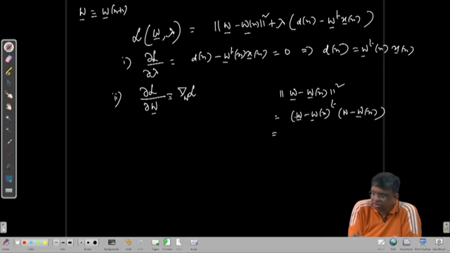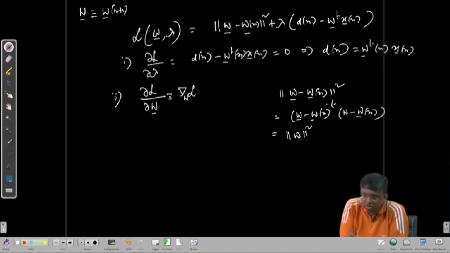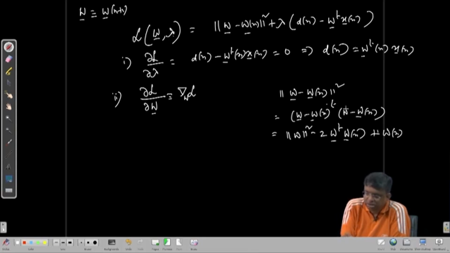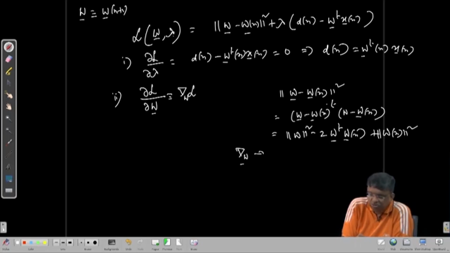Now, you write in an expanded form W transpose W minus W n transpose W, and of course, we are taking all real, I forgot to mention. Okay. So, W n transpose W and W transpose W n both are same, and W n transpose W n, so norm square. So, if I have to derive it with respect to W, what will I get?